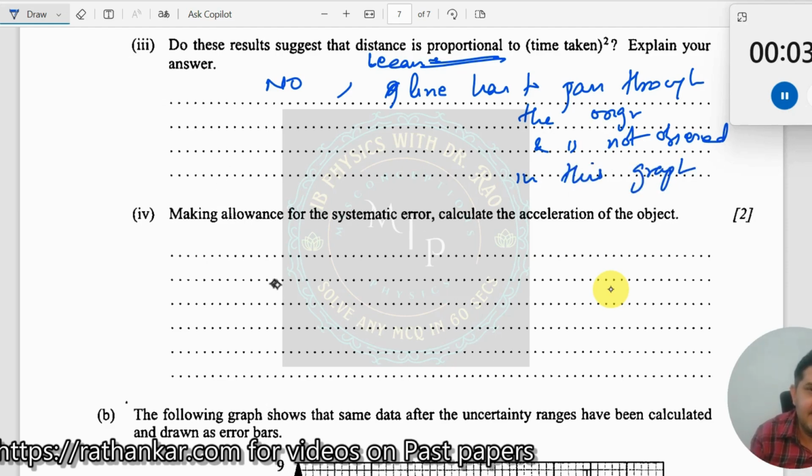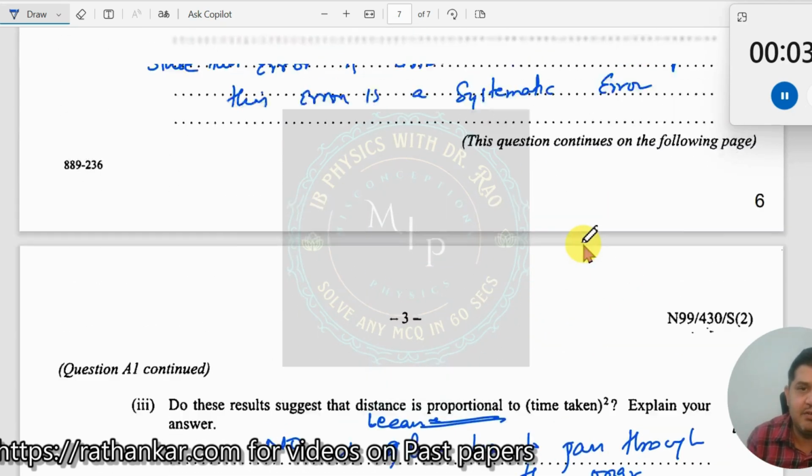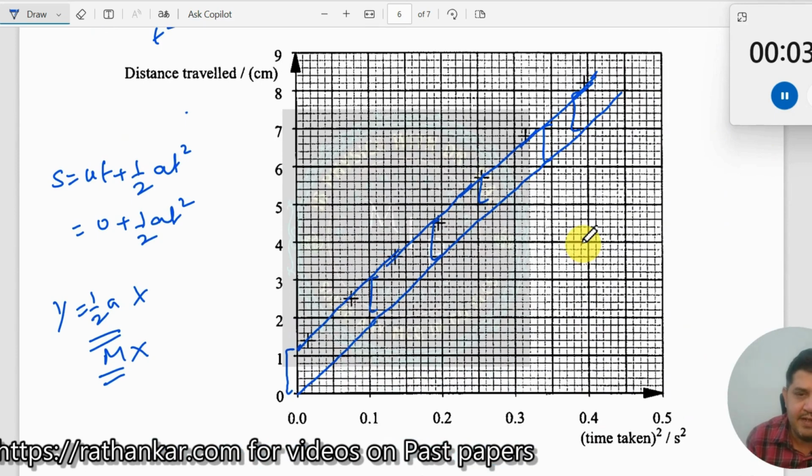So this is done. Then, making allowance for systematic error, calculate the acceleration of the object. What is the acceleration of the object? Simple. Now what we need to do is go back here and find out the slope. Let us take 2 points over here. I can take anywhere, but as much as possible, let me take points where the crosses coincide. I take 1 point here on this line, and another point here on this line. This point is something like 3.6 over here, and what is this point here? This point here is 0.